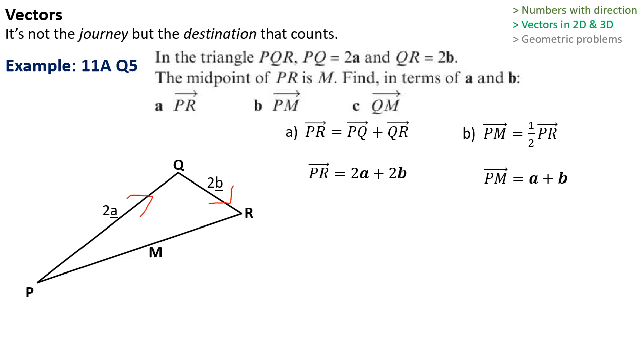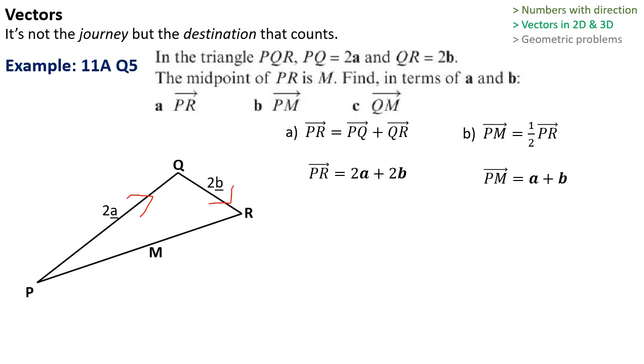Now part C takes a bit more work. We're going from Q to M, and you need to choose a route that will get you from Q all the way to M. I would encourage you to pause and have a go at that for yourselves, because the journey you take might be different to the journey that I take or that someone else takes.